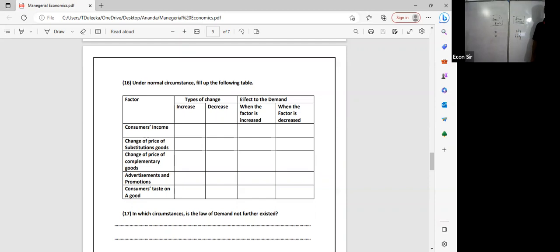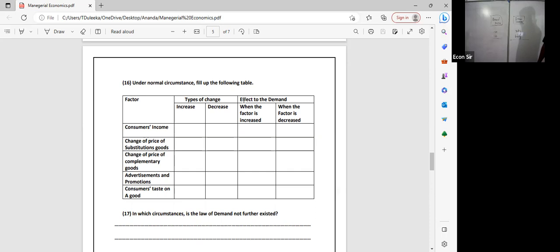So when the price of substitution goods increases, simultaneously the demand of the considered good will be increased, because these two are substitution goods. Change of price of substitution goods, then the demand effect is, it will be increased.